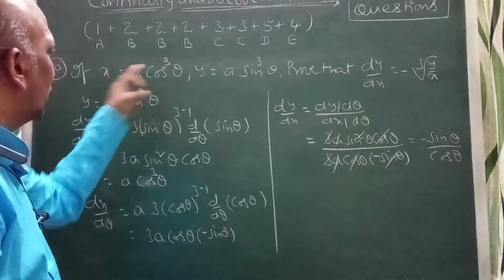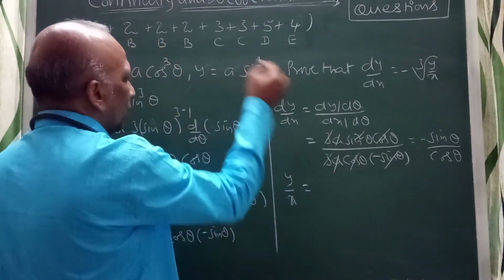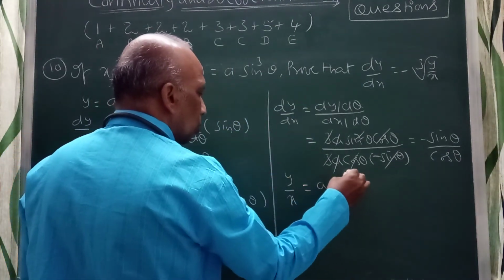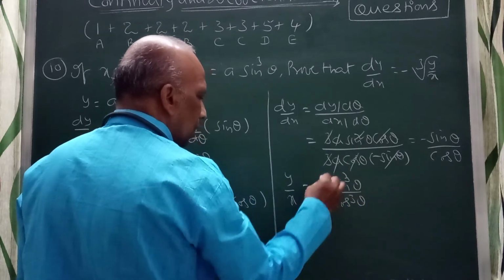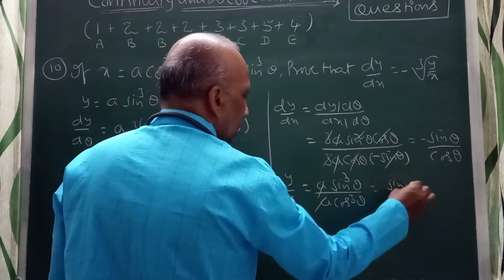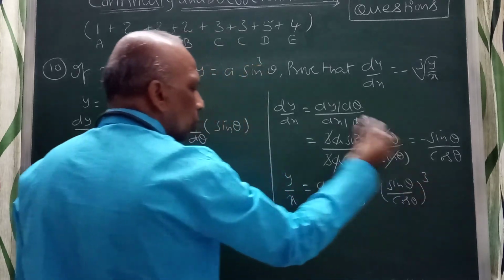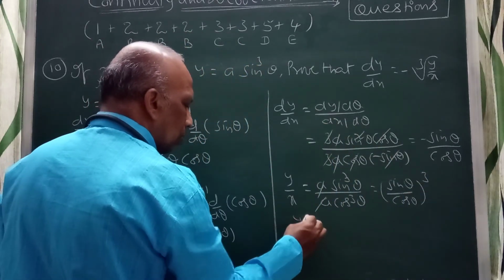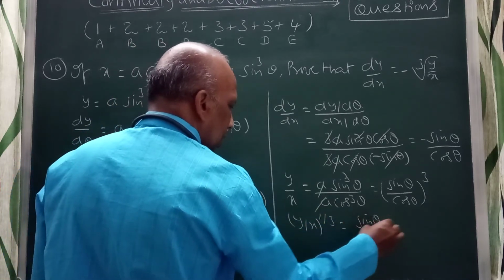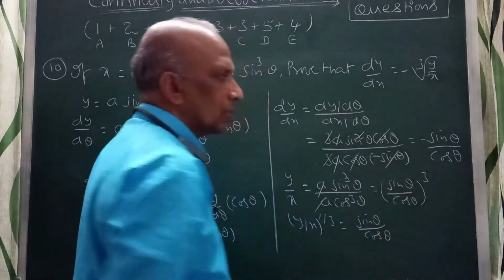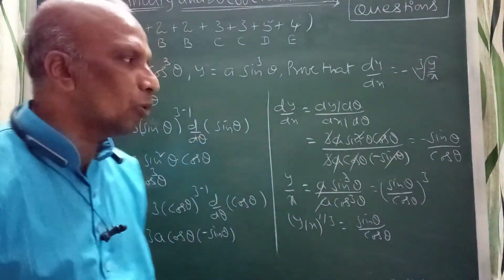What is y by x? You can check that. If you write y by x, you will get a sin cube theta by a cos cube theta. So a will get cancelled. This will become sin theta by cos theta whole cube. If you take the cube to this side, you will get y by x whole power 1 by 3, which is equal to sin theta by cos theta. You will get like this. So I can replace with this value.